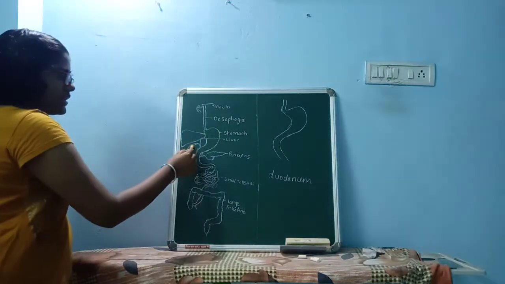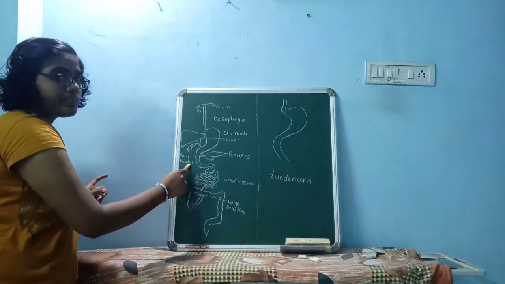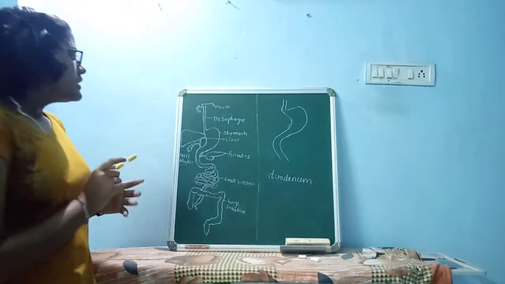And see, here you can see a small bit. This is the gall bladder.